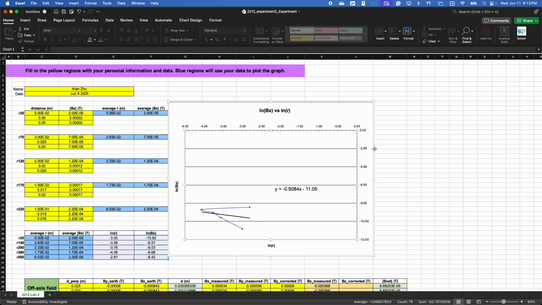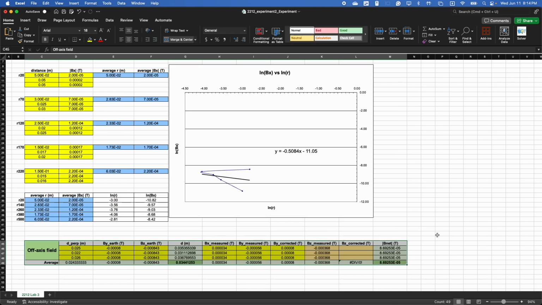On the right-hand side is a natural log Bx versus natural log r. According to the PDF, the intercept is natural log k and n is equal to the slope. So in this particular case, natural log k is minus 11.05 and n is approximately minus 0.5. Highlighted below is my off-axis field calculations. As you can see, the average is approximately 8.7 e minus 0.5.